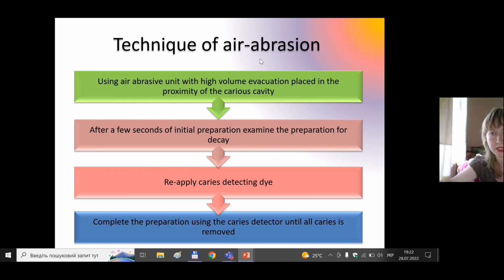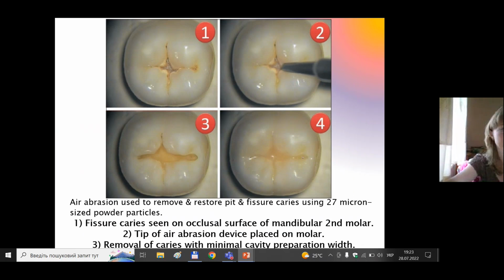The technique of air abrasion is described here. Use an air abrasive unit with high volume evacuation placed in the proximity of the caries cavity. After a few seconds of initial preparation, examine the preparation for decay. Reapply caries detecting dye. Complete the preparation using the caries detector until all caries is removed.